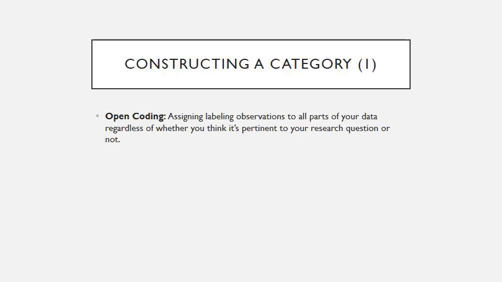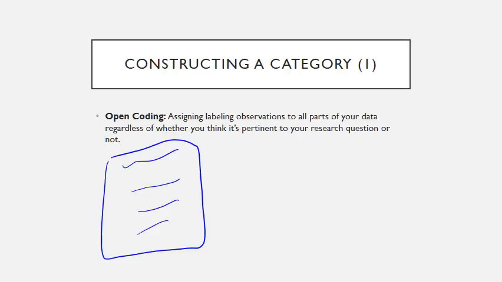Okay, so there's 4 steps to constructing a category, and we're going to go through each. The first step is open coding. This is assigning, labeling observations to parts of your data, regardless of whether you think it's pertinent to your research question or not. Going back to my transcript, for some reason I forgot to attach it as a picture here, but that's okay.